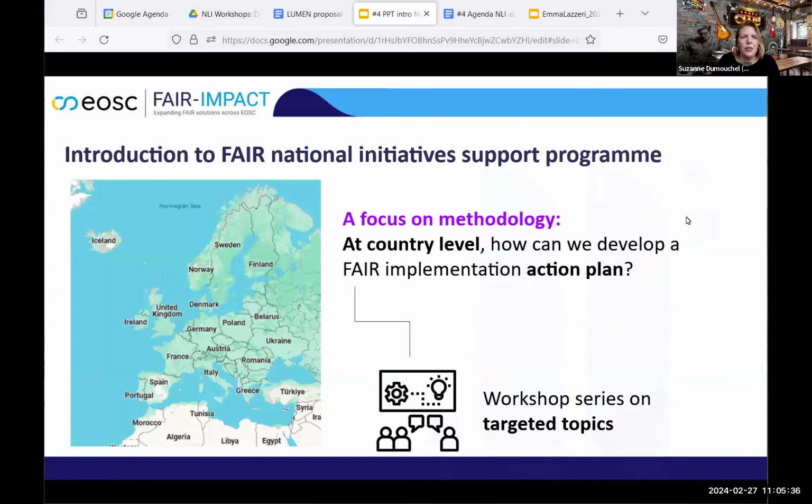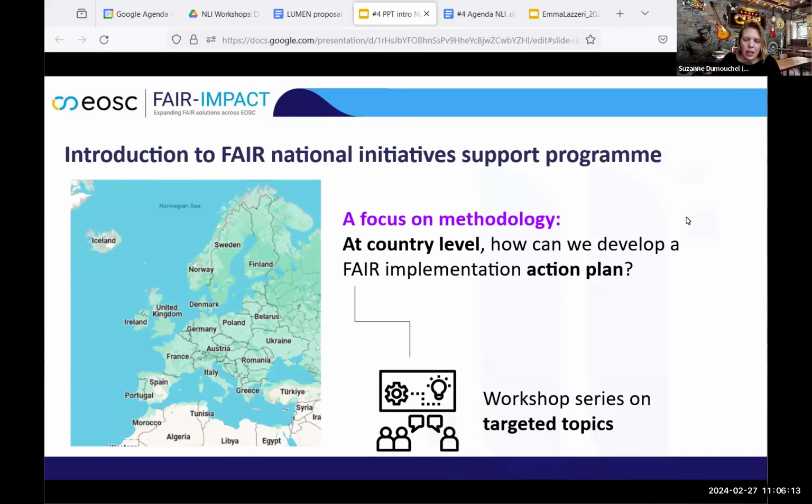Regarding the introduction to the FAIR National Initiative Support Program, it is a specific program. We actually have 3 programs within the FAIR Impact project. This one is really to build a FAIR National Implementation Action Plan. The 2 others are on building a FAIR Implementation Action Plan for research performing organizations and for data and service providers. What we aim to achieve with this series of workshops is, at a country level, how we can develop a FAIR implementation action plan.